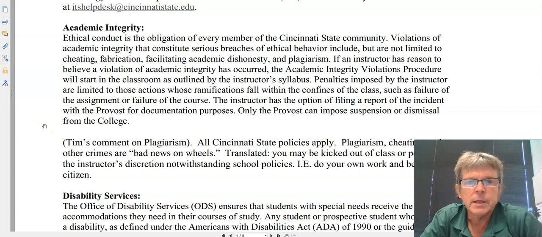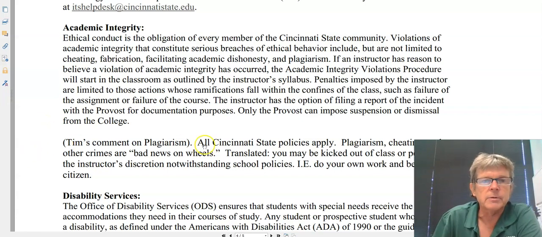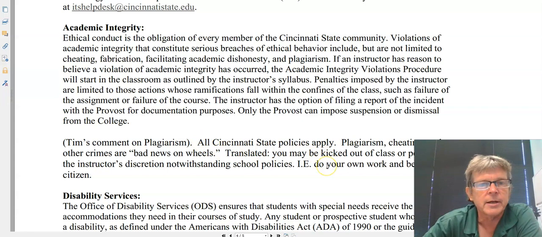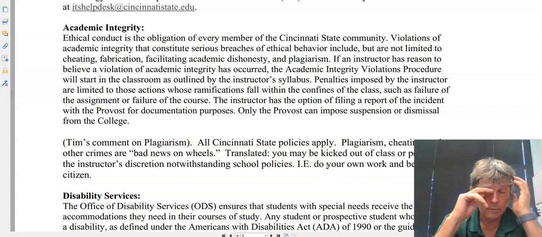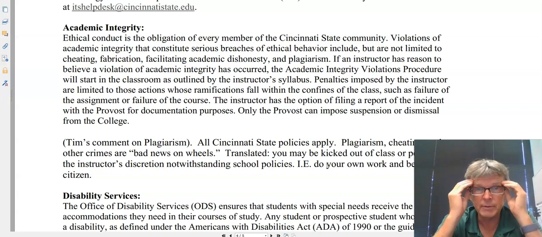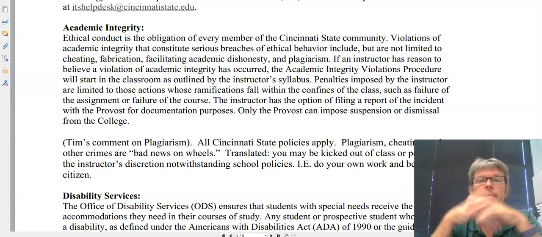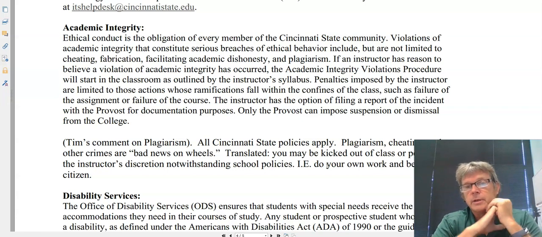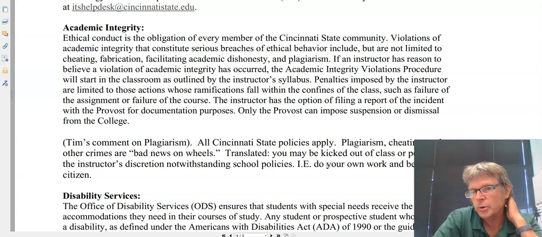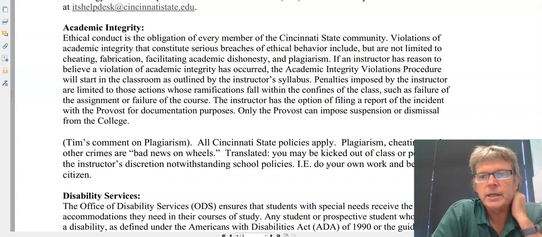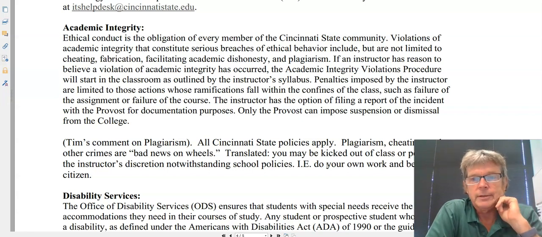Okay, academic integrity. Cheating, plagiarism, like I say here, Tim's comment on plagiarism: plagiarism, cheating, and other crimes are bad news on wheels. You can get kicked out of class for plagiarism. You can fail an assignment, or you can just get completely kicked out. One of the big warnings, and I'll give you guys some warnings on this: if it says on blog posts, or even discussion boards, that you're supposed to have it in your own words, that means you need to put it in your own words. You can't cut and paste. Cut and paste can be plagiarism.